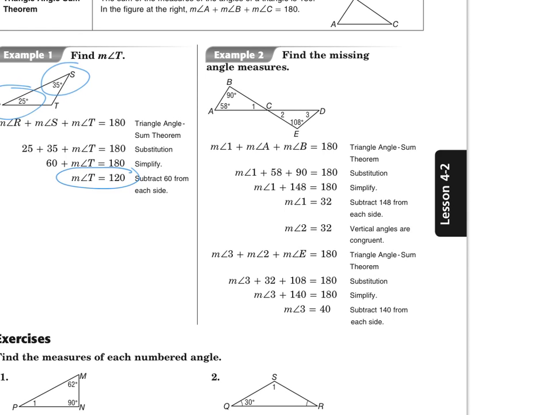1 first. So we start by setting up the equation, the measure of angle 1 plus A plus B equals 180, and then you'll substitute those parts that you know. We don't know angle 1, we know that angle A is 58, we know that angle B is 90, so we'll substitute those, and that allows us to solve for the measure of angle 1, which is 32.